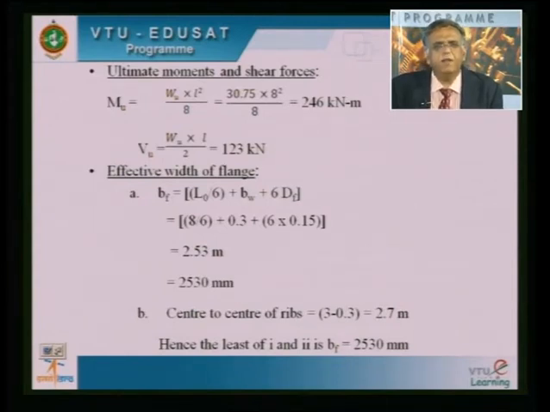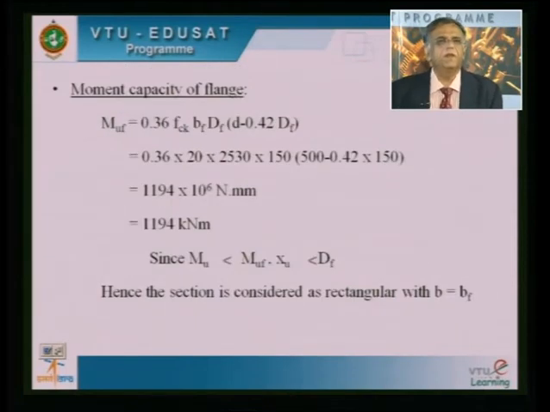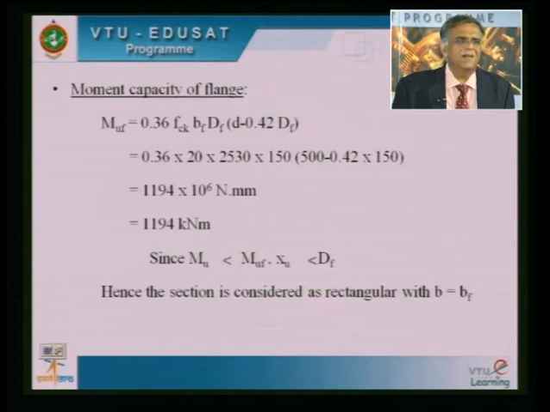That is 2530 mm. The center to center between the ribs is 2.7 meters. So, the lesser of these two values is going to be picked up as the value of the flange width BF. Then, you are going to find out the value of the limiting moment of resistance. The code gives this formula. So, here you are going to substitute BF, then DF, and find out the value of the limiting moment of resistance.